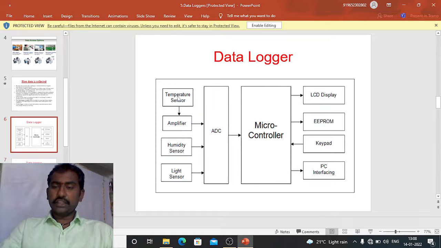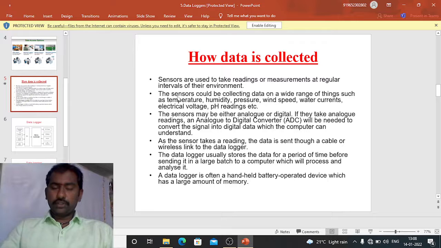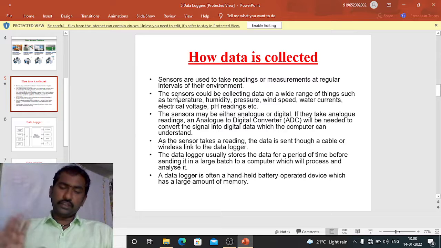After receiving the digital data, it is stored in the memory, and we place that into the computer, where we can see the data, analyze it, and do anything with that data. So how is data collected?